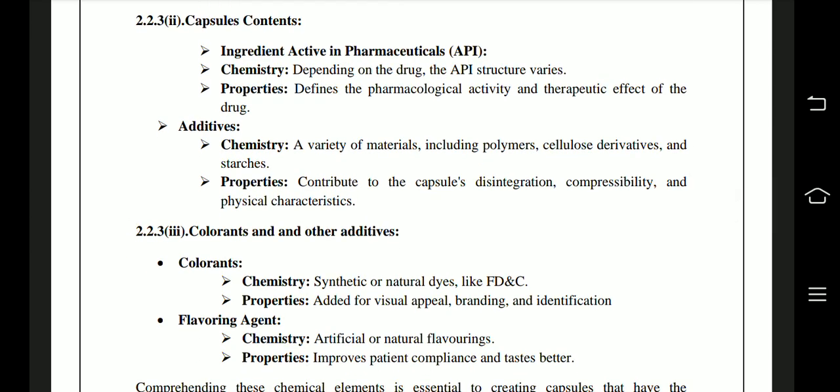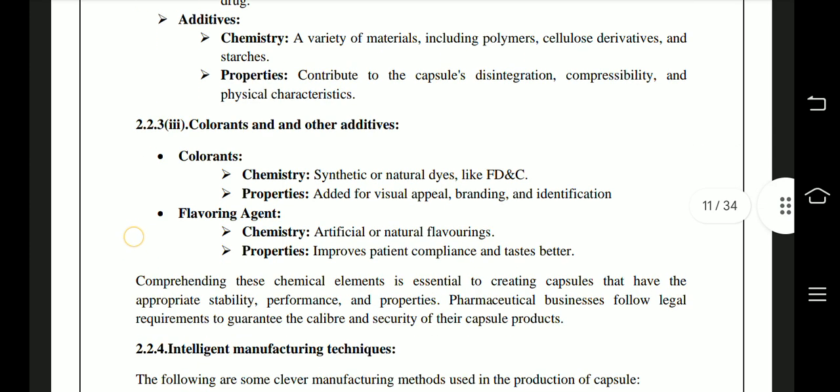Additives. Chemistry involved in additives: a variety of materials including polymers, cellulose derivatives, and starch. Properties contribute to the capsule's disintegration, compressibility, and physical characteristics.